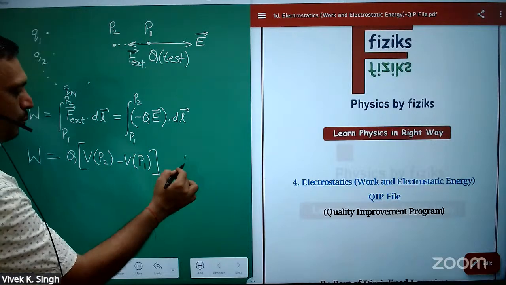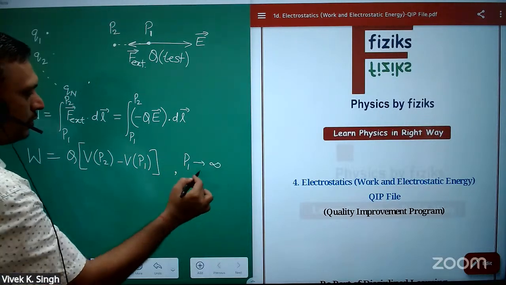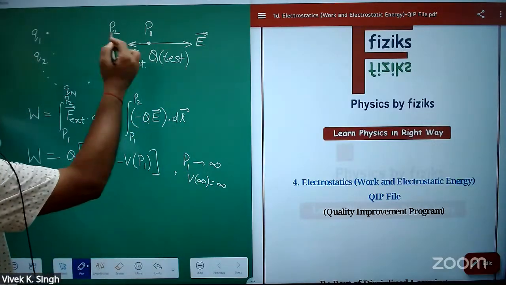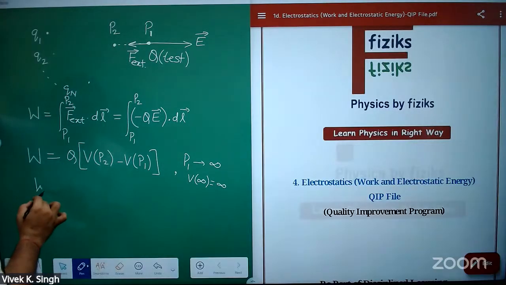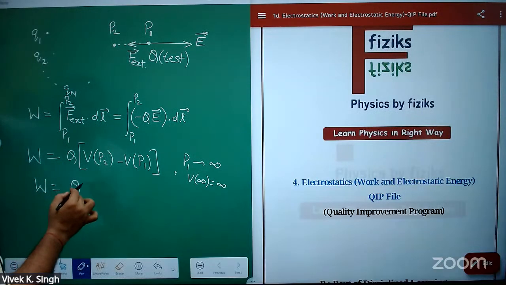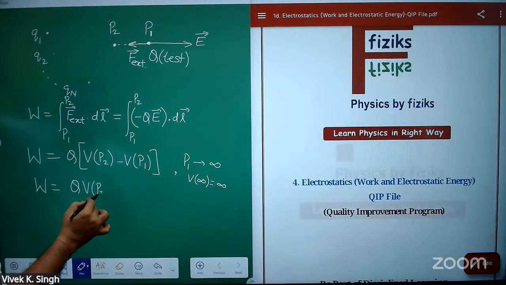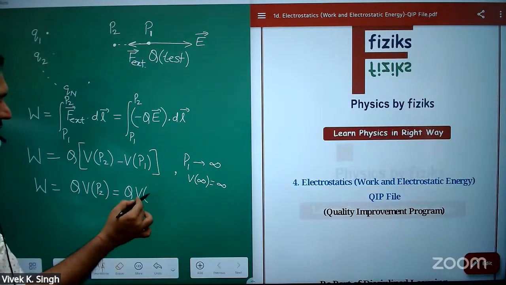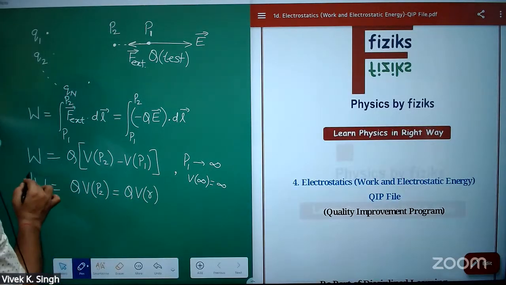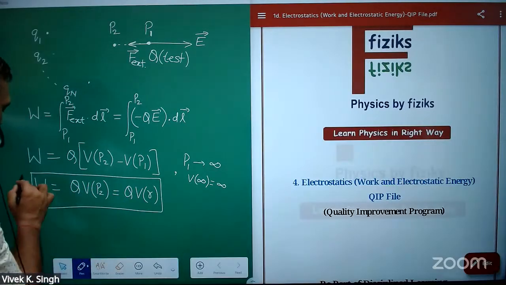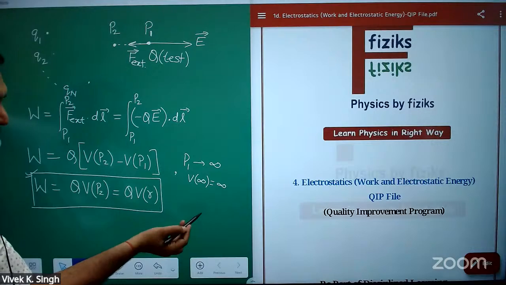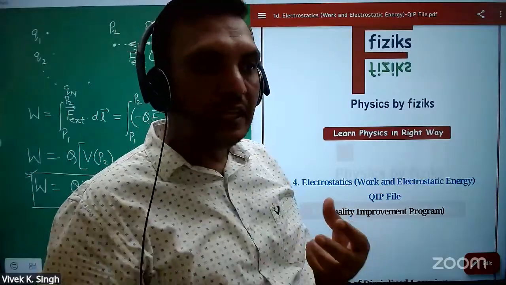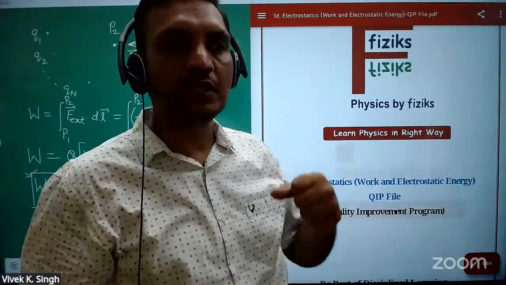If I am taking point P1 to be at infinity, where we will assume the potential at infinity is 0, and you are moving the charge from infinity to this point, we will write this is the work done. And if you are taking this point to be R, the work done in moving the test charge Q from infinity to a point where the potential is VR is Q times VR. And this work done is stored as its electrostatic energy.